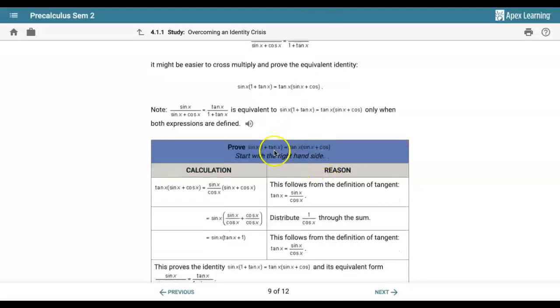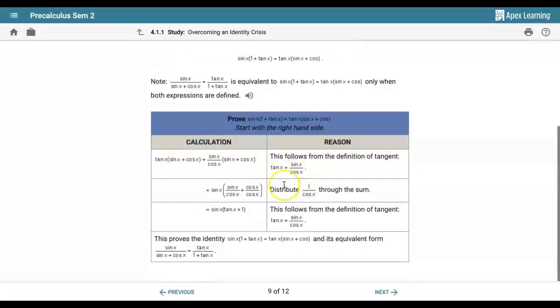So once we've gotten it in this form here, we can then start with either side. And the right-hand side has this tangent function on the outside, so let's just go there. If we turn tangent into sine over cosine, based on our definition, then we can distribute our cosine, or 1 over cosine, to both of these factors.